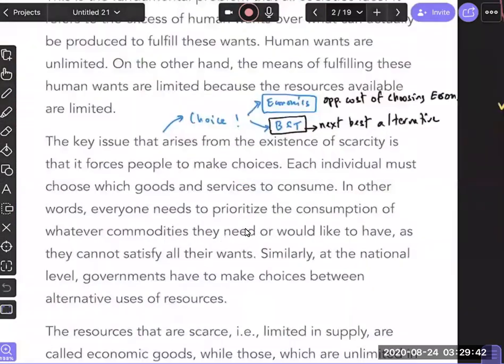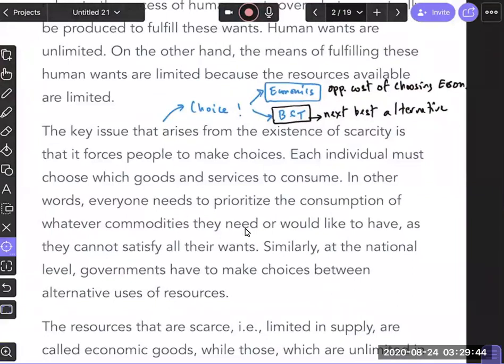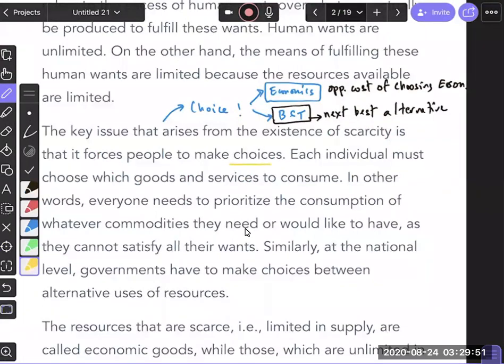So let's read this paragraph here. The key issue that arises from the existence of scarcity is that it forces people to make choices. So we're making choices here, right? And I gave you an example that if you choose economics, you may decide to choose economics, but you may not end up choosing business studies and so on and so forth.